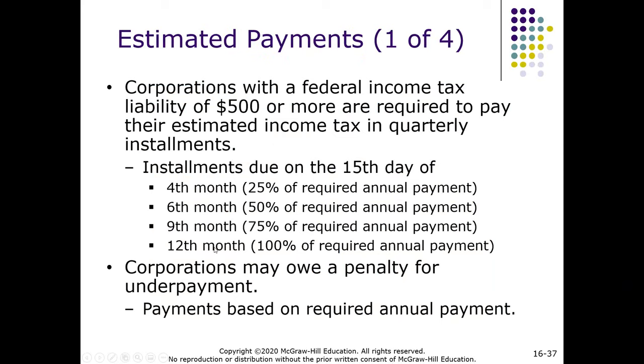Obviously, with the COVID-19 going on, this first payment has actually been extended from April 15th all the way to July 15th. The funny part about it all, though, is this payment right here, the 6-month, has not been extended. And so you literally can have a situation where you have to pay your second quarterly installment before you have to pay your first quarterly installment.